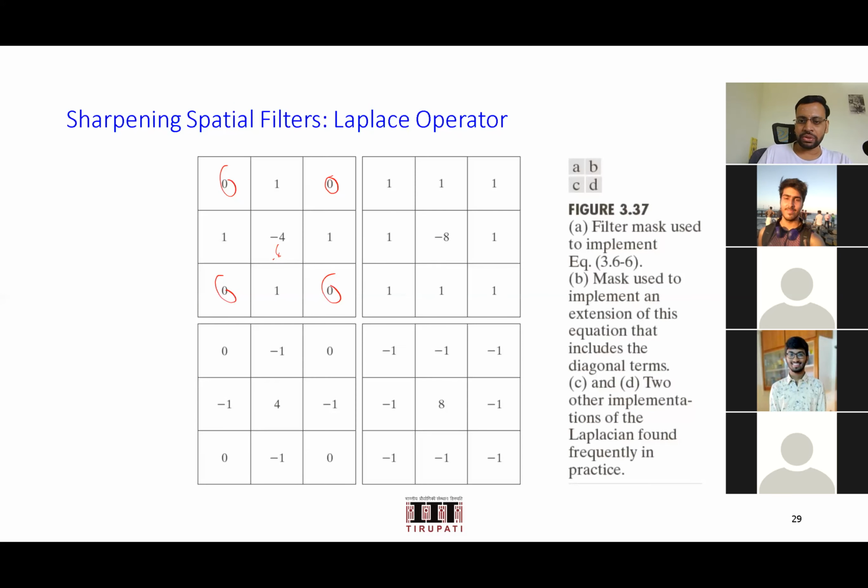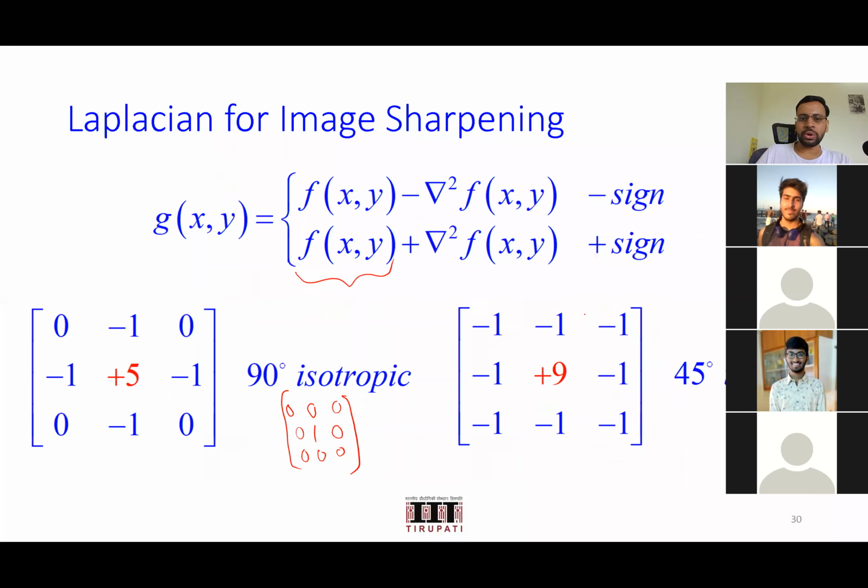Essentially, they would also write this mask, and it would still give you the same behavior even if the whole thing takes a negative sign here. Suppose this is nothing but minus 1 times these masks; these are the masks that you will be getting. And in case you want to add the Laplacian to the original image, you should be using this.